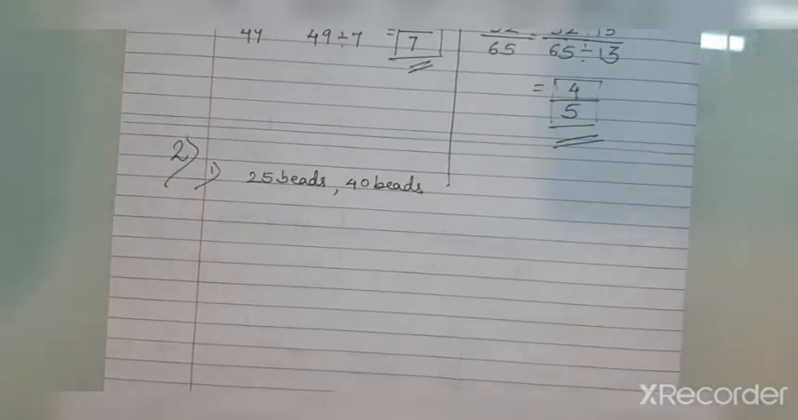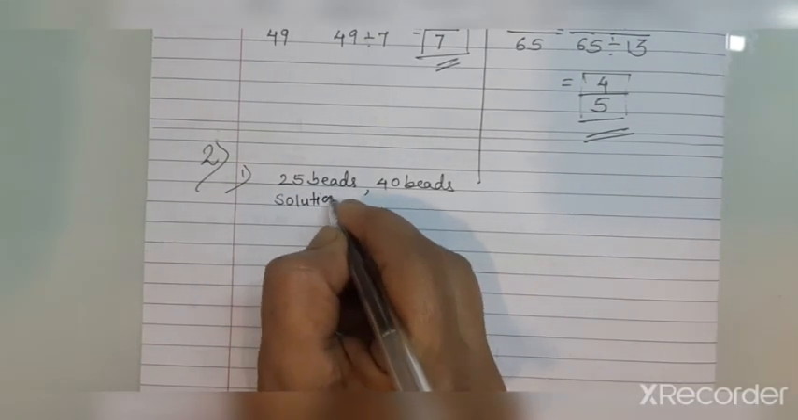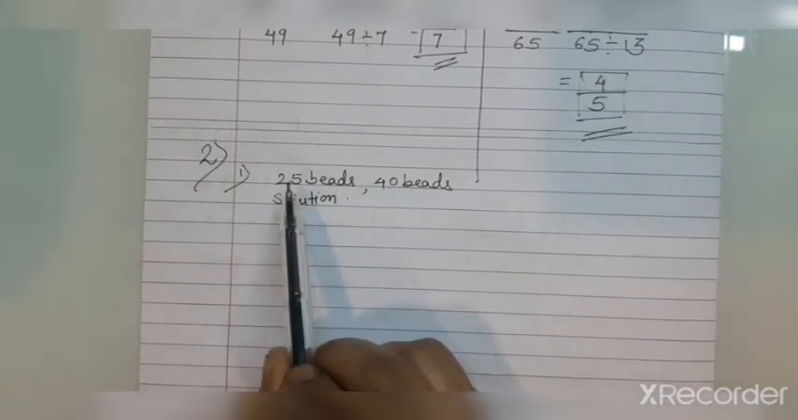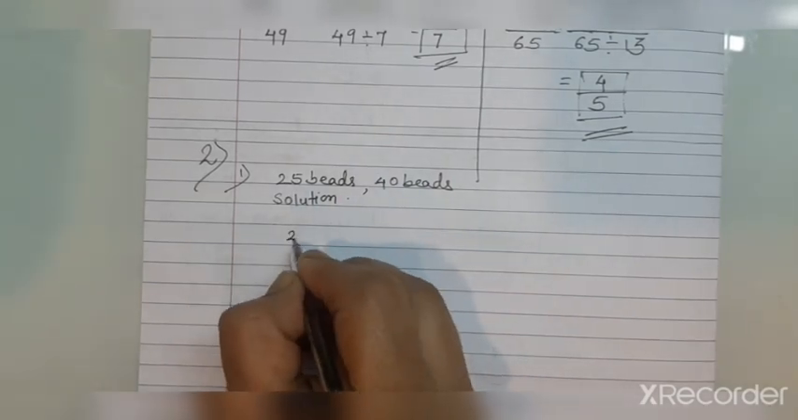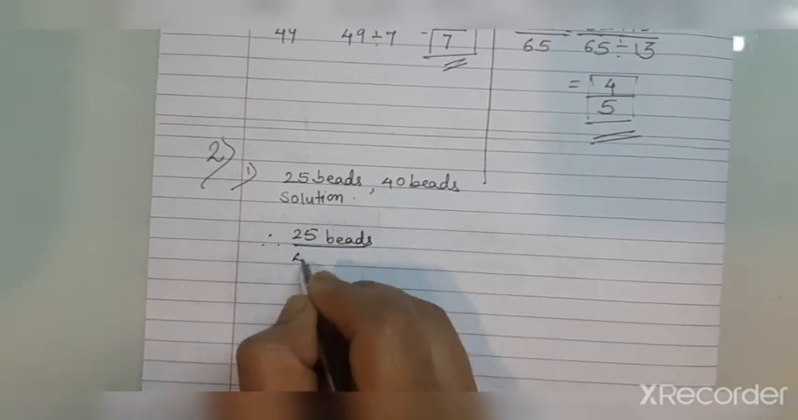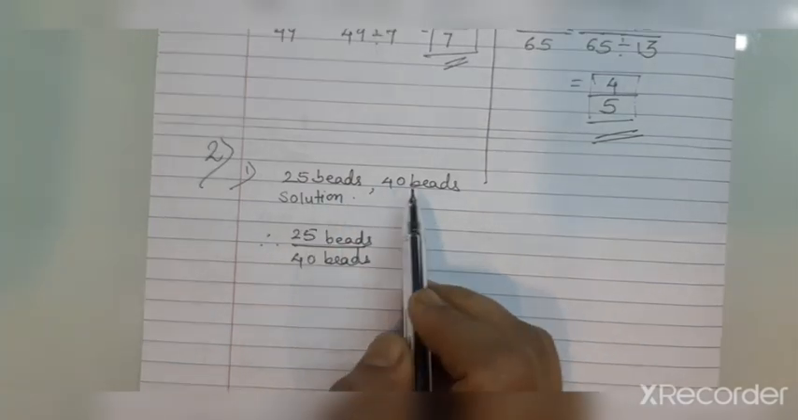Here the first sum. Now in the first sum, you will see both the numbers are with beads and beads. Okay, so this can be done. So to find a solution, we have to take the ratio of the first quantity to the second. Always read properly what is given, first to the second or second to the first. Now if it is first to second, then it will be written as 25 beads upon 40 beads. This is first quantity to the second.